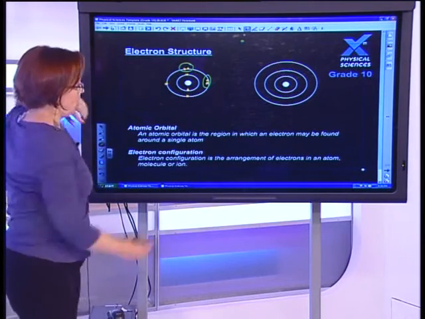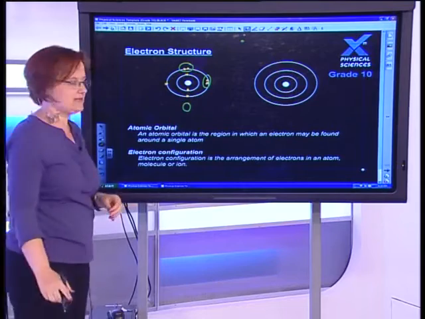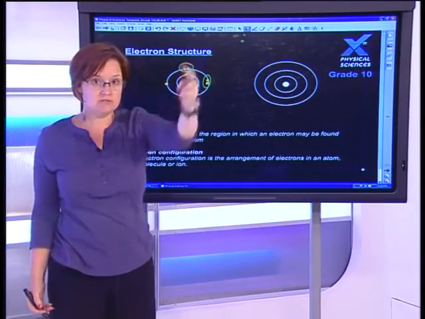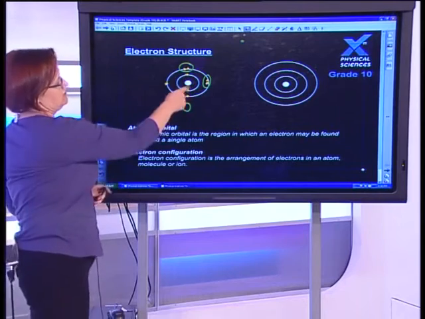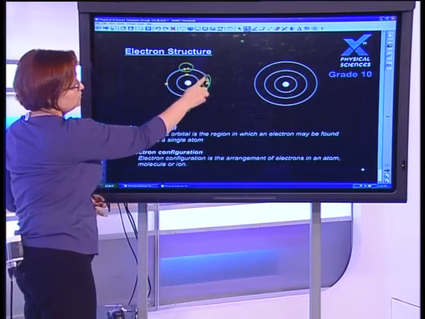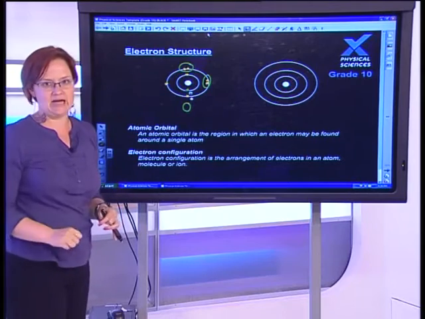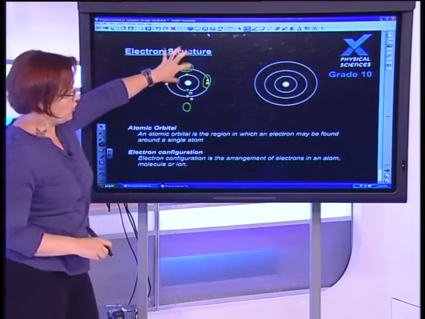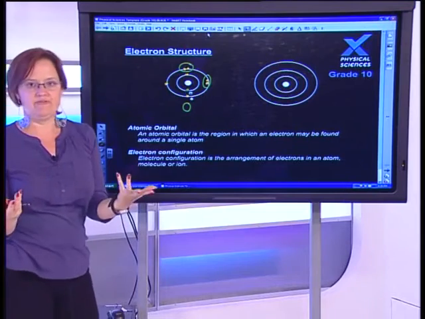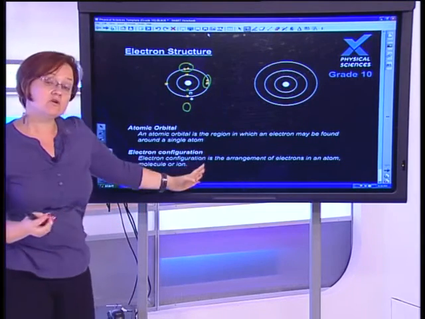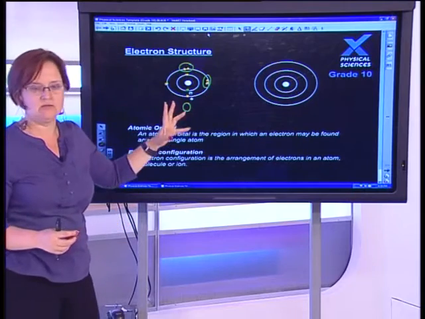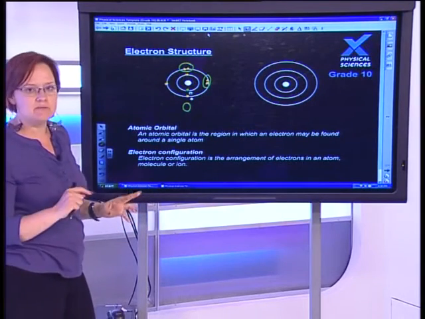So this is our oxygen atom. That oxygen has 2 energy levels, and it actually contains 1 orbital in the first energy level, then 2, 3, 4, 5 in total. Your orbital, and I've put the definition there for you, is the region where an electron may be found at any one time. Your electron configuration is the arrangement of those electrons, because that is really important.